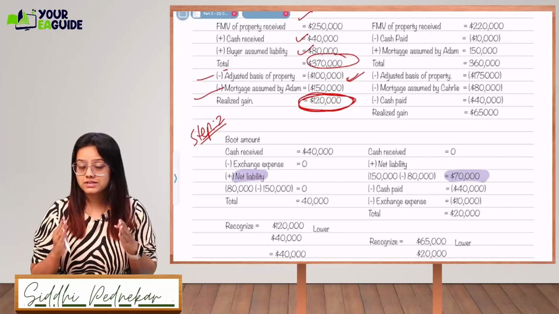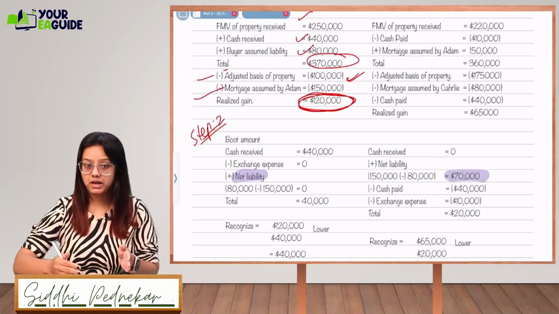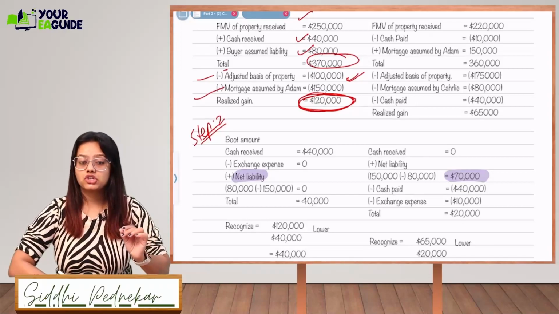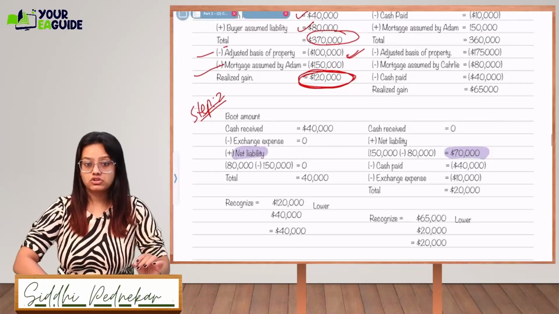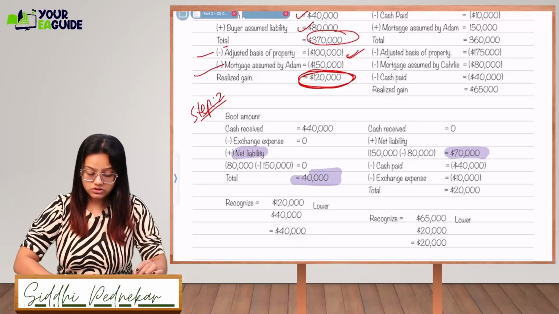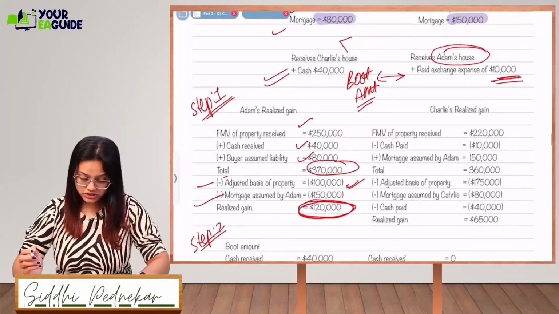Got it, guys? This thing you have to apply in the same formula. Cash received minus exchange expense plus net liability. So total is 40,000. Actually here the exchange expense is not reduced.